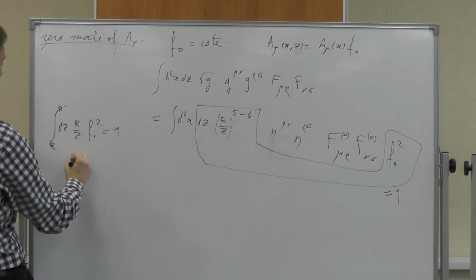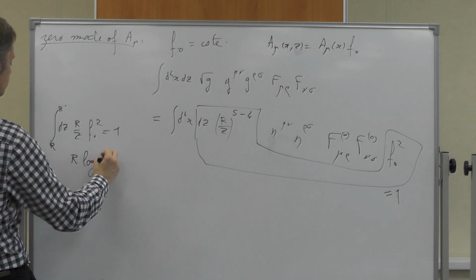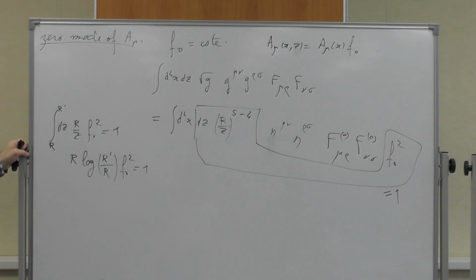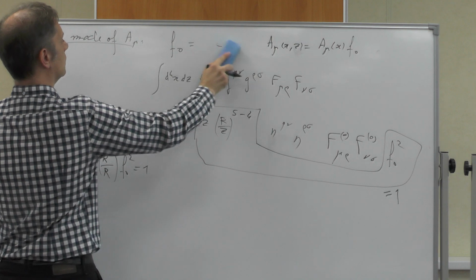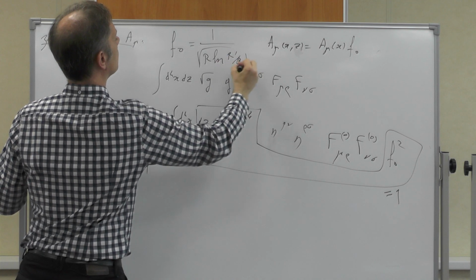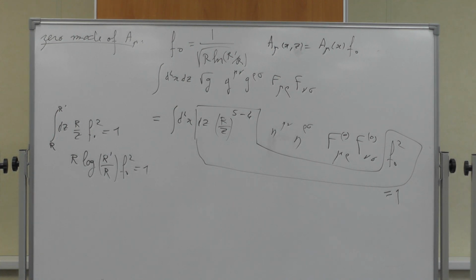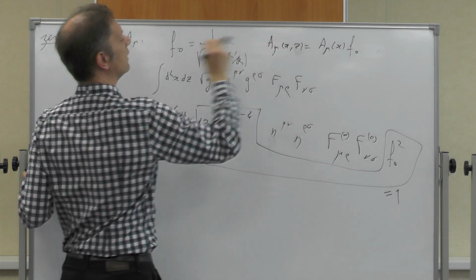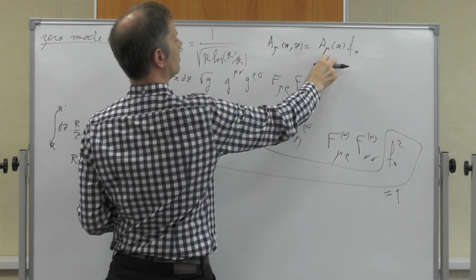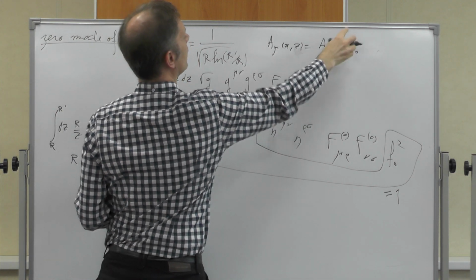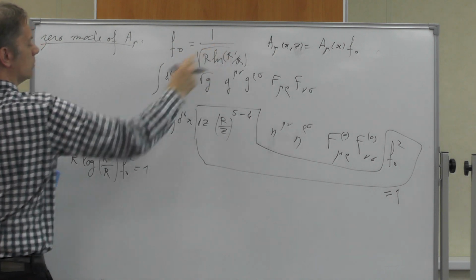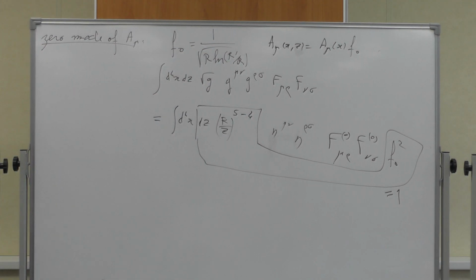So this is simply R times the log of R prime over R, times f0 squared, which is equal to 1. You find that the zero mode here is simply 1 over the square root of R times the log of R prime over R. You can check the dimension, everything is correct, right? Because the H field in fact has a mass dimension which is 3 half. The gauge field in 4 dimensions has a mass dimension which is 1, so you need this wave function to have the mass dimension equal to 1 half in mass unit, right? Which is exactly what you have here.